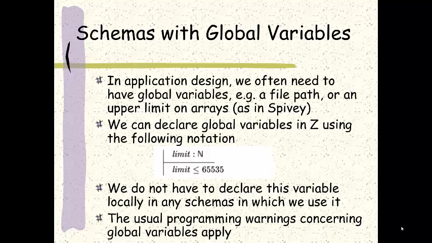Basically, here you have what looks like a partial schema. Here, limit is a member of the natural numbers, and limit is less than 65,535. We don't have to declare this variable locally in any schemas in which we use it, and the usual programming warnings concerning global variables apply, particularly if you're changing that. If you're using it as a constant, everything's cool.